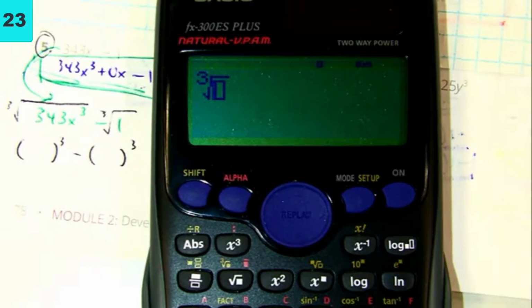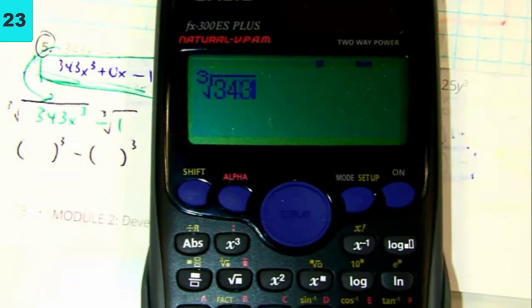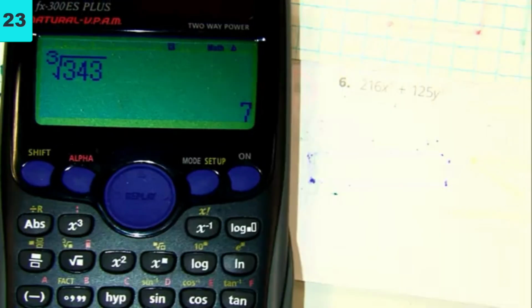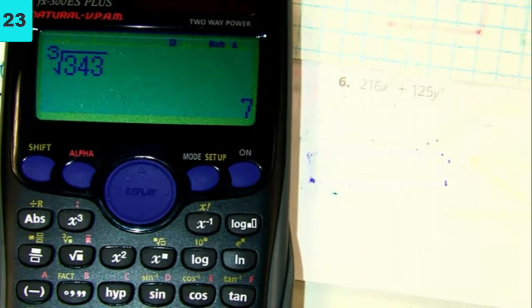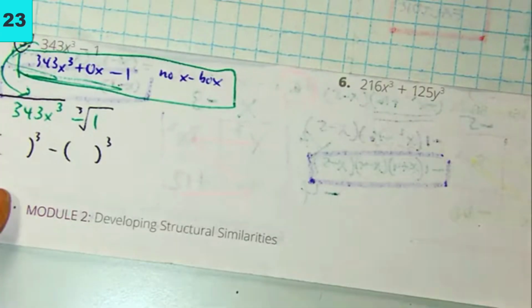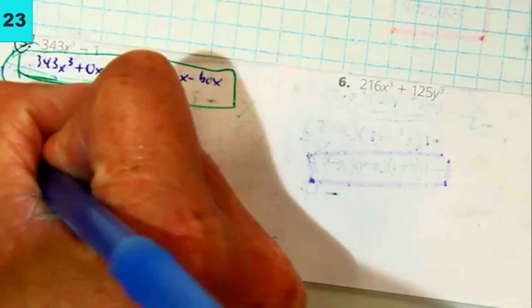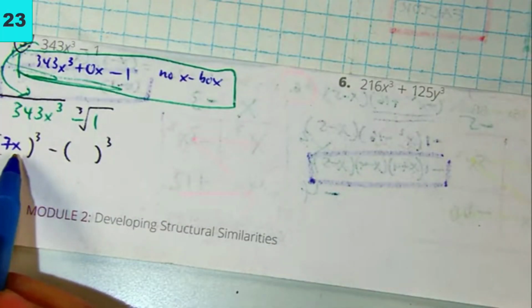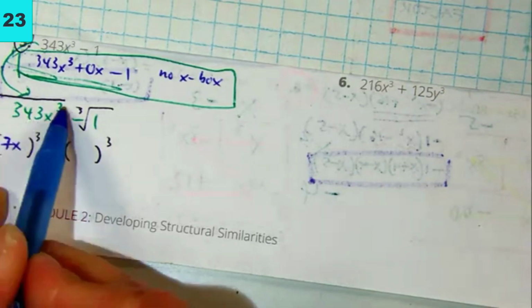I can type in 343, press enter, and get an answer of 7. What does that mean? You can do 7 to the third power, and you'll get 343. So my A value is 7x. Right? 7x times 7x will give you 49x squared, times 7x will give you 343x cubed.